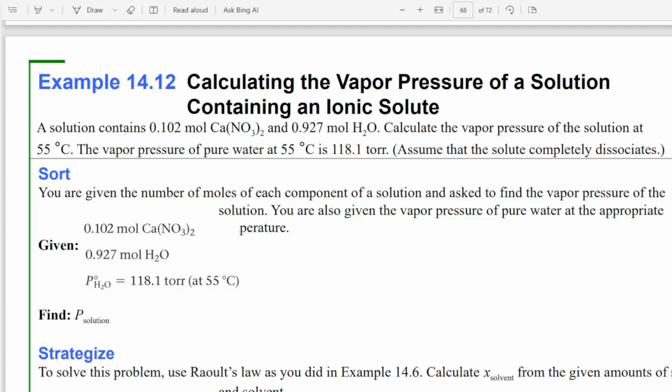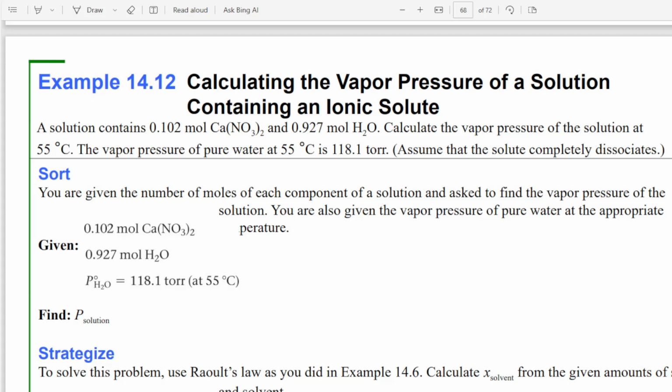Next we'll work example 14.12, calculating the vapor pressure of a solution containing an ionic solute. So we saw earlier that we calculate the vapor pressure by multiplying the mole fraction of the solvent times the vapor pressure of the pure solvent. And we saw that if we have a non-volatile solute, we simply need to calculate the mole fraction of the solvent and then multiply times the vapor pressure of the solvent. We don't have to include the solute in the vapor pressure, so we don't have to add the total pressures together because the solute isn't volatile.